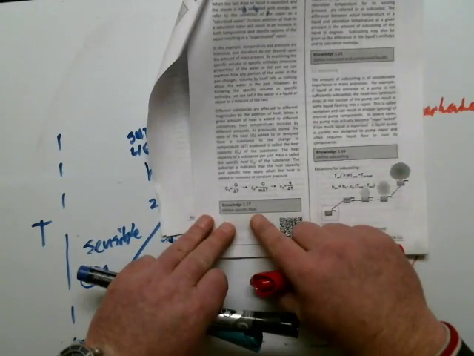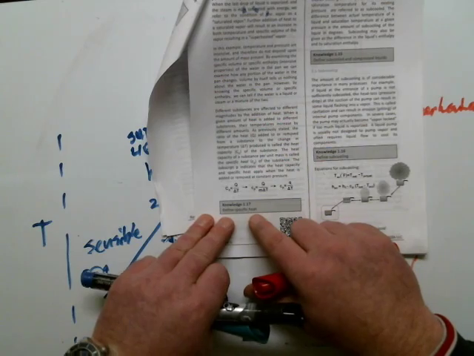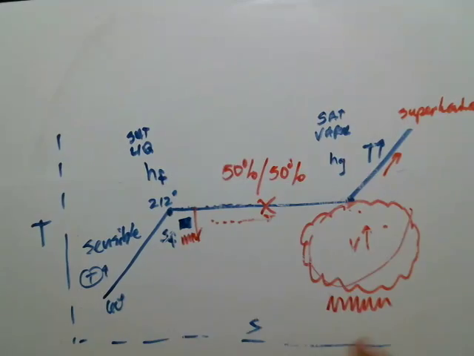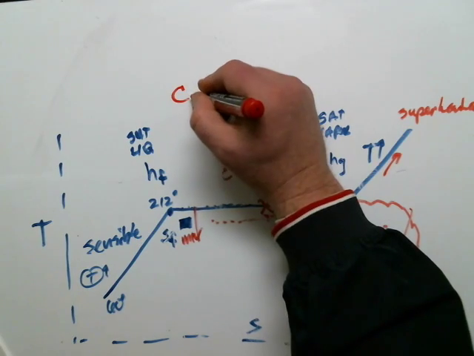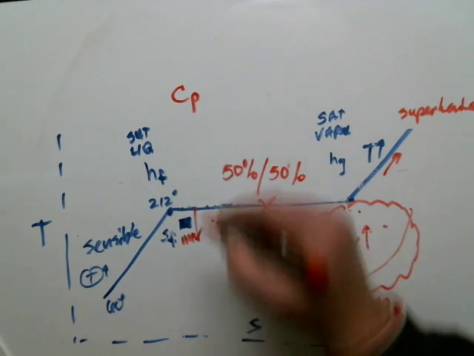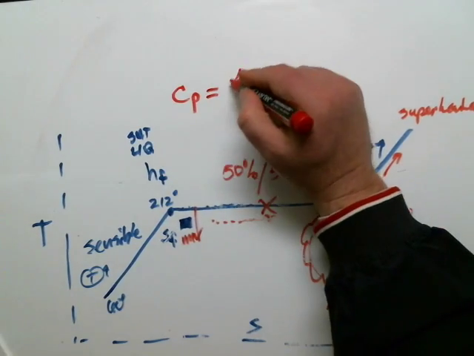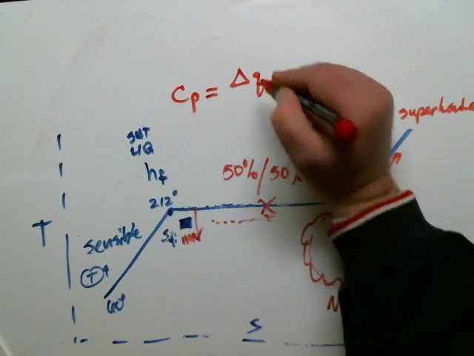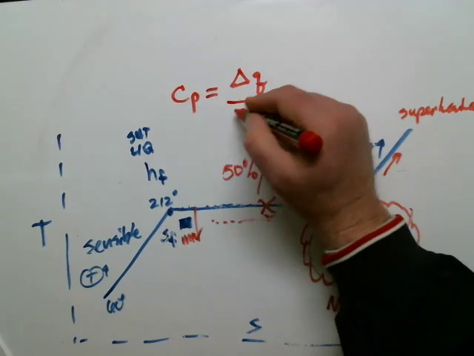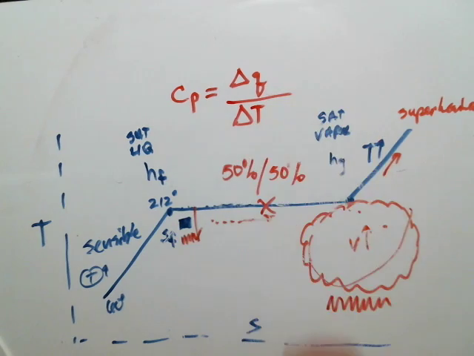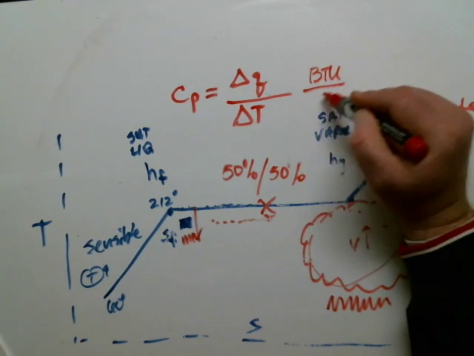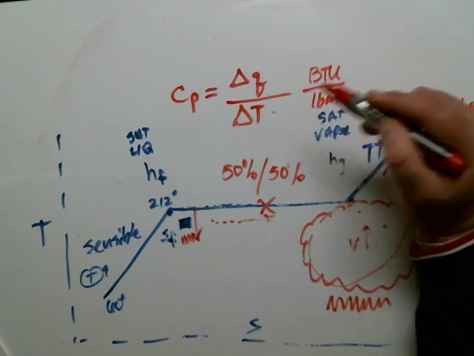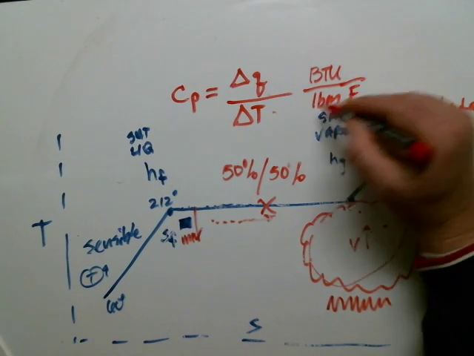One of the knowledge requirements right out of the gate is essentially a review. Define specific heat. If you'll recall, the symbol for the specific heat capacity of water was C sub P, and it was equal to the change in specific enthalpy divided by the change in temperature. And the units for that were BTUs per pound mass, and for the temperature was Fahrenheit.